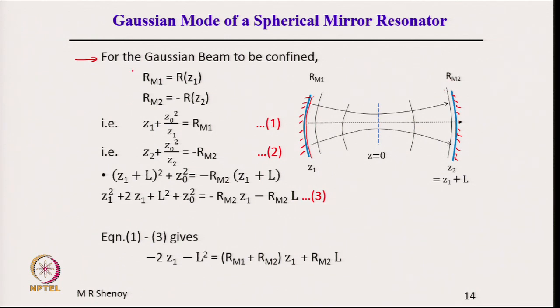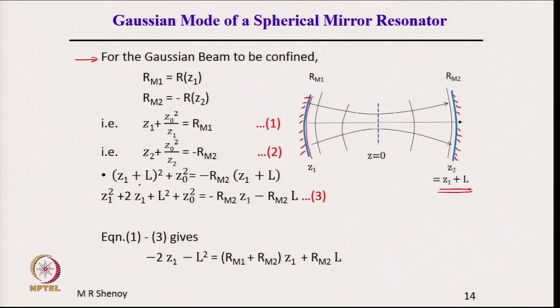Now, we substitute for R of Z 1. So, R of Z 1 is given by Z 1 plus Z naught square by Z 1, and R of Z 2, which is Z 2 plus Z naught square by Z 2, is equal to minus R m 2. The same conditions are now written as equations 1 and 2. We can simplify this. In the second equation, Z 2 is Z 1 plus L, because L is the separation between the two mirrors.